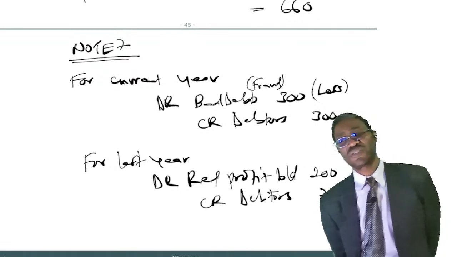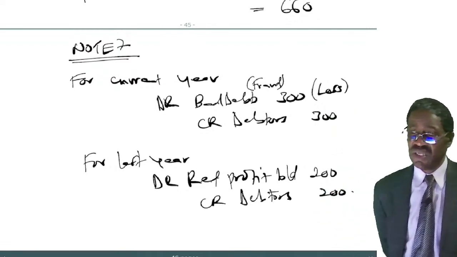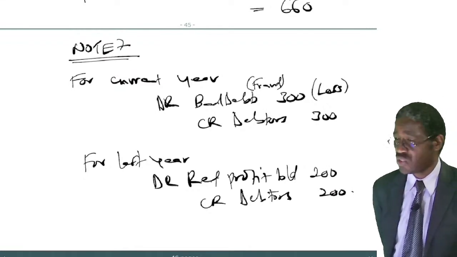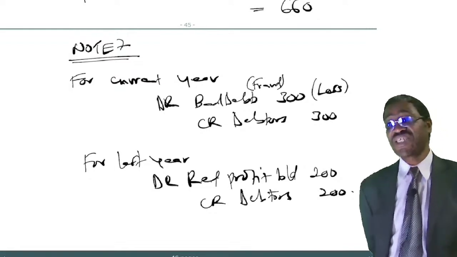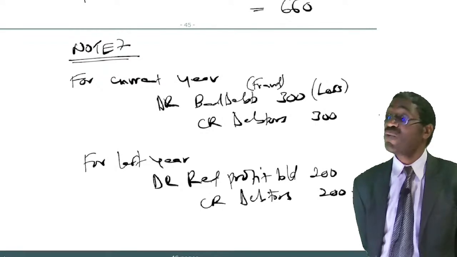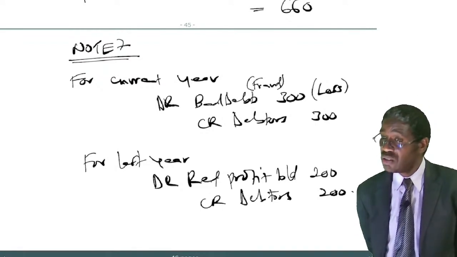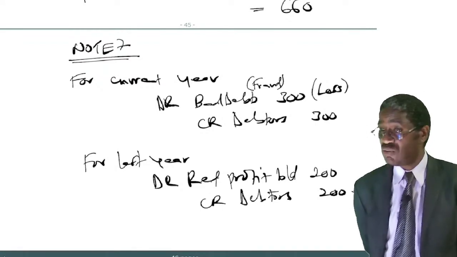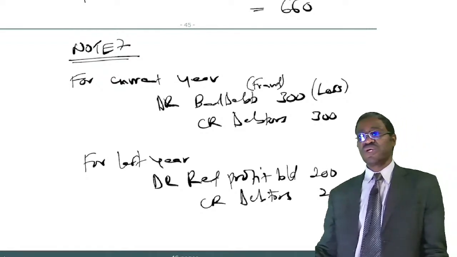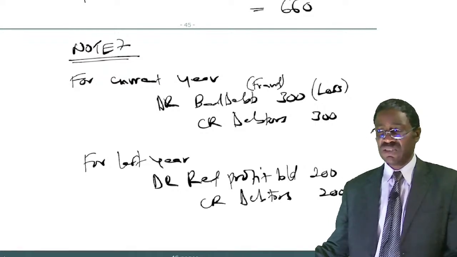Good. So this 200, we shall not correct it in the income statement or in the profit and loss. No. We shall correct it in the statement of changes in equity. Why? Because that's where we normally have a retained earnings brought down. Good. So we are through with note number 7.